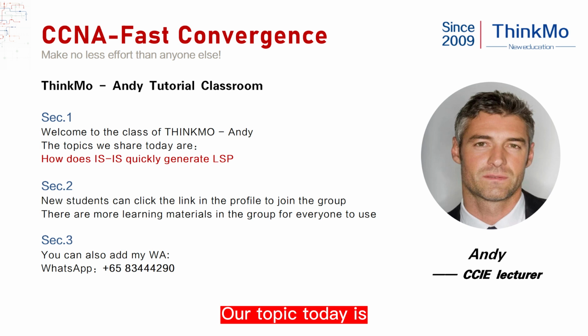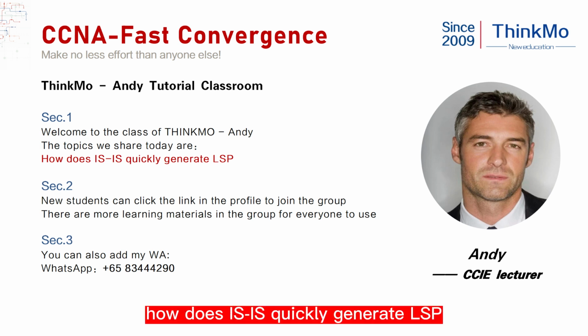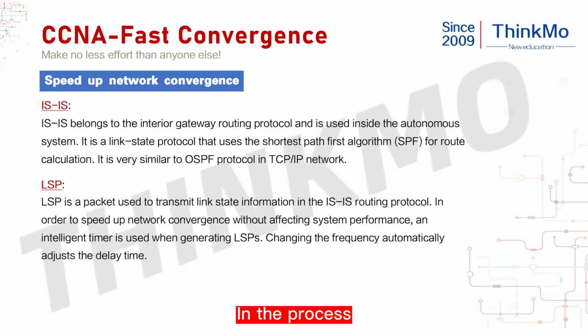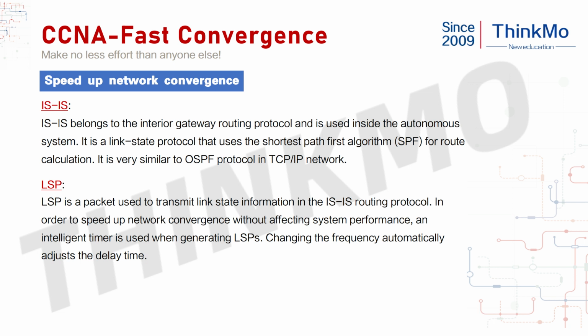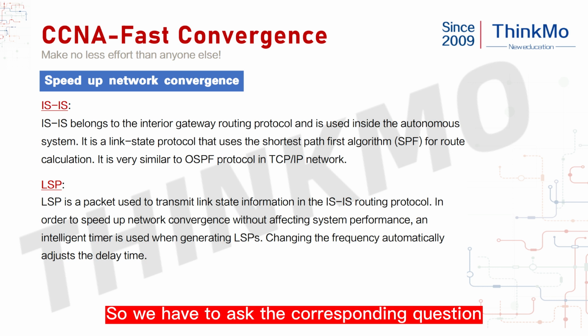Our topic today is: how does ISIS quickly generate LSP to accelerate network convergence. In the process, it relates to the interval for ISIS to generate LSP. So we have to ask the corresponding question. First of all, why generate LSP quickly?